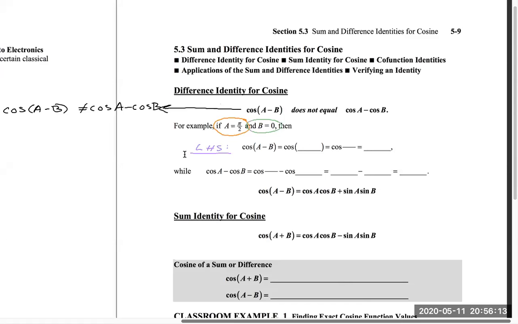And this part underneath is going to be our right-hand side. Right here. So let's plug in and see what happens here. So cosine of A minus B, that's going to be cosine of pi over 2 minus 0. Cosine of pi over 2 minus 0 is going to be the same thing as cosine of pi over 2.